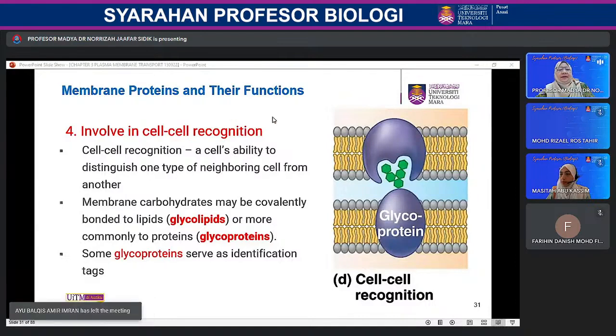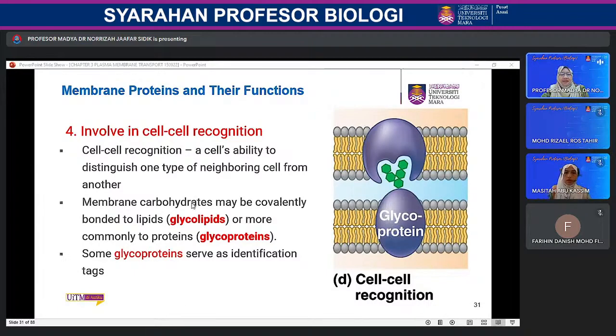Another function of the membrane proteins is involvement in cell recognition. Another important function of membrane protein is in identification and recognition between cells. So this is one cell, and this is another cell. This function is useful in the immune system. For example, it helps the body to recognize foreign cells that may be causing infection. If you look here, these are glycoproteins.